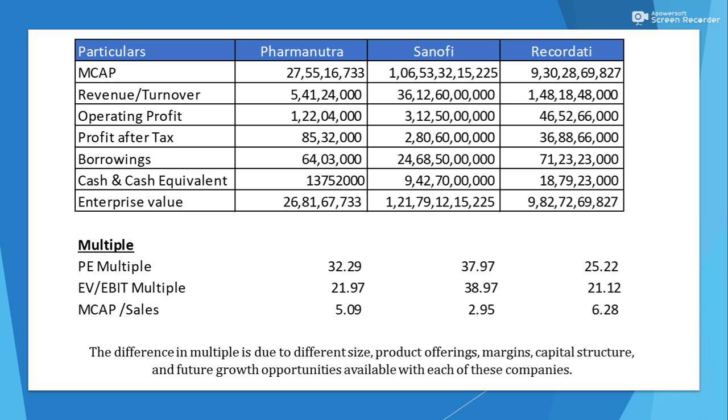On the basis of that, we can see here the figures are for the year 2019: MCAP, revenue, operating profit, profit after tax, borrowing, cash and cash equivalent and enterprise value. On the basis of this, we come to the various multiples: PE multiple, EV/EBIT, then market cap to sales. We can see the difference in the PE multiple: Pharma Nutra comes to 32.29, whereas Sanofi is 37.97, and Recordati 25.22. The same is the case for the EV/EBIT multiple also.